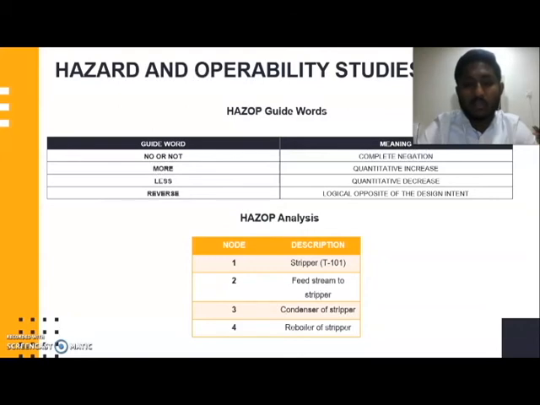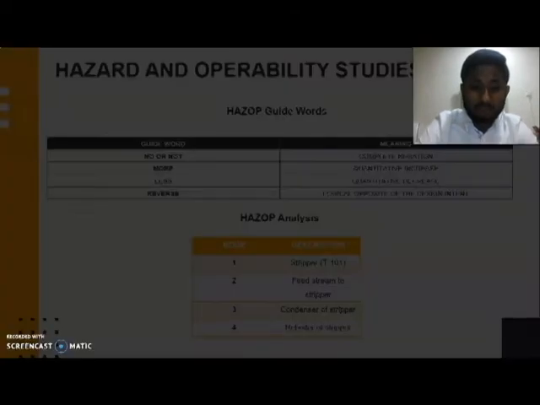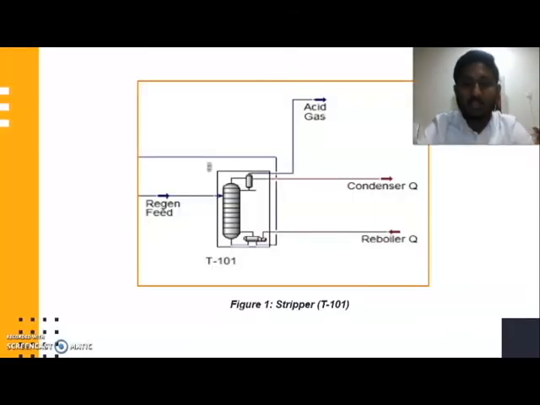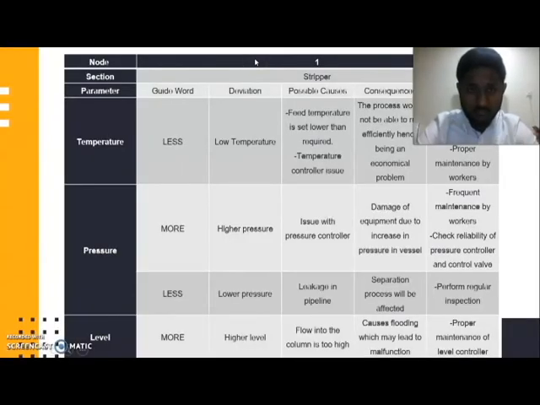The first HAZOP analysis we did was for the stripper. So for the stripper, there are 4 nodes connected to it. 1 is the stripper, 2 is the feed stream to the stripper, 3 is the stripper to the condenser, and 4 is the stripper to the reboiler. So here you can see the condenser, reboiler, feed, and the stripper. So this is the first node.